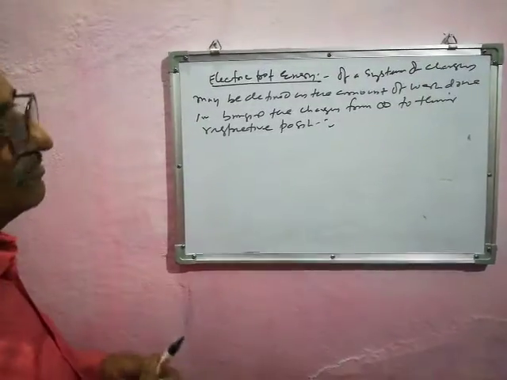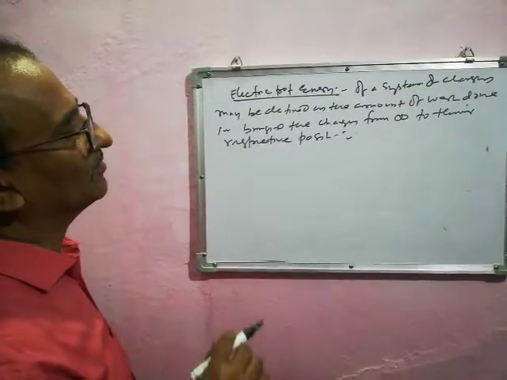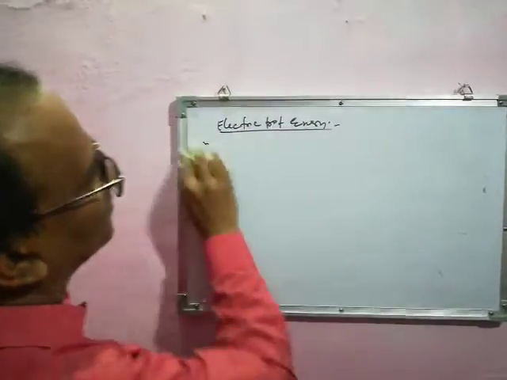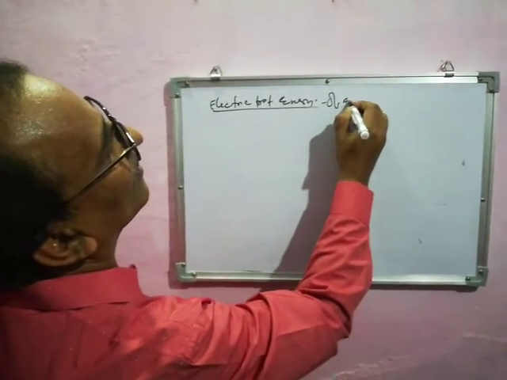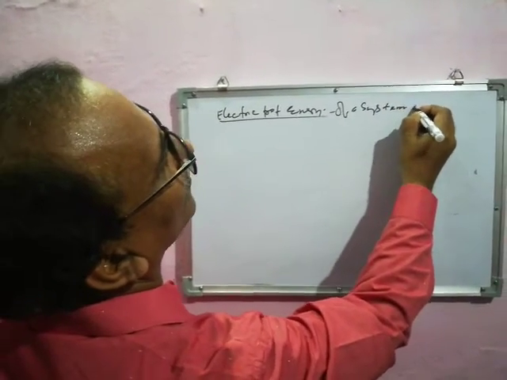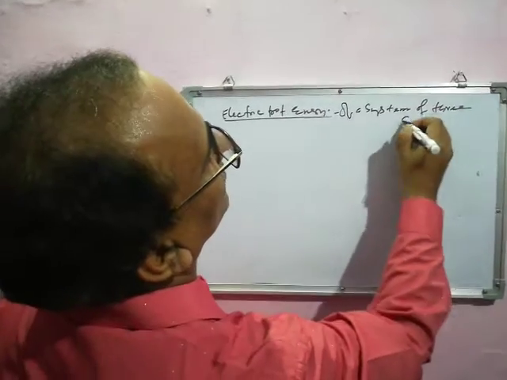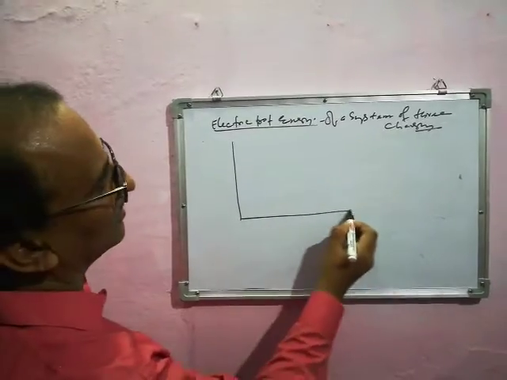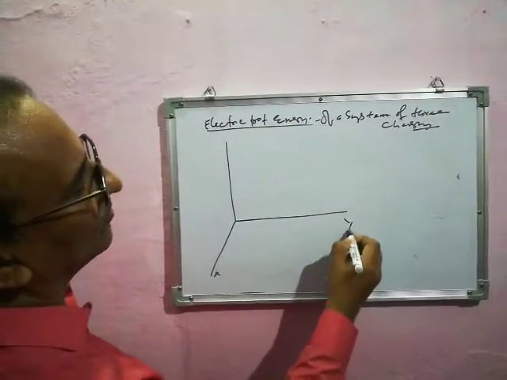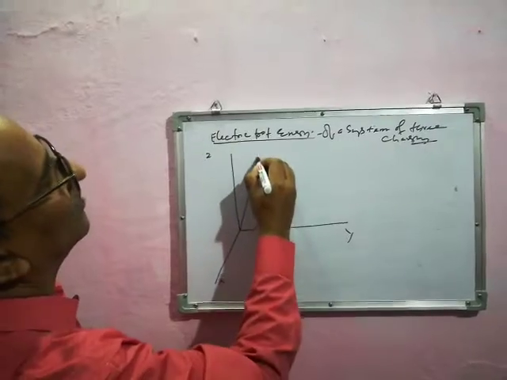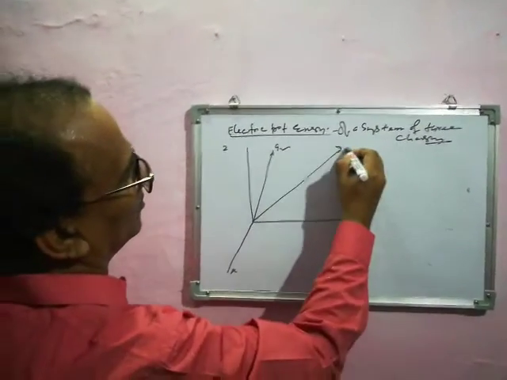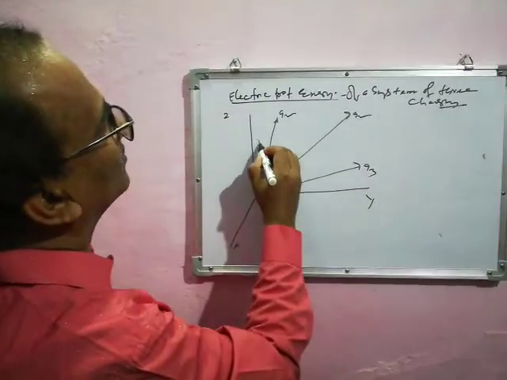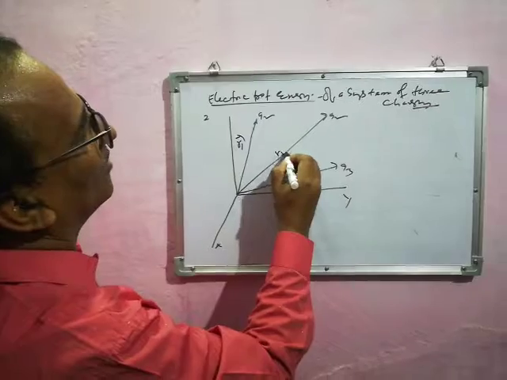So here we are deducing the expression for electric potential energy of a system of charges having three charges. So electric potential energy of a system of three charges. Let us consider the coordinate system x, y, z. Q1, Q2 and Q3 be the charges of the system having positions r1, r2 and r3.